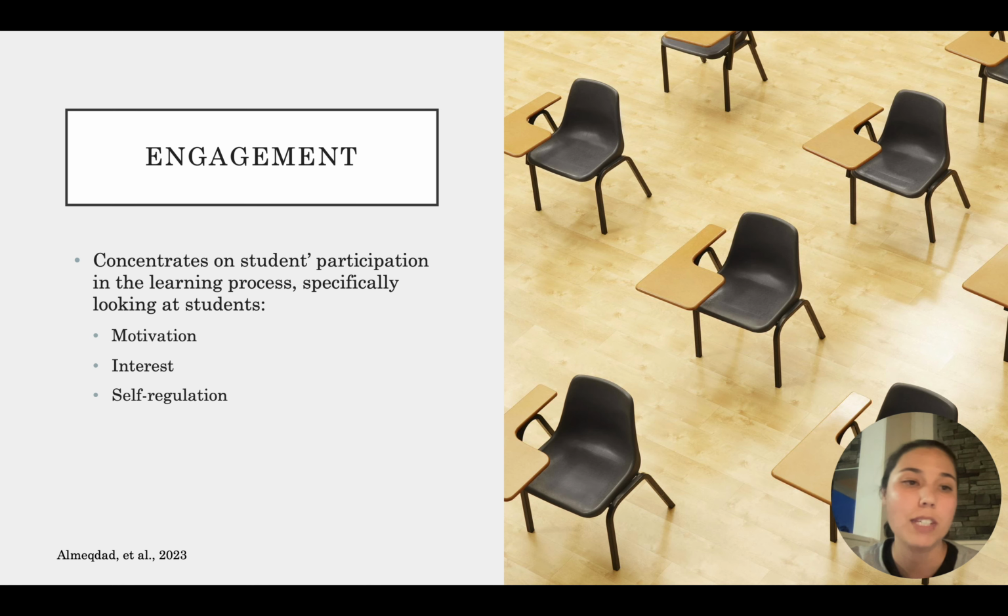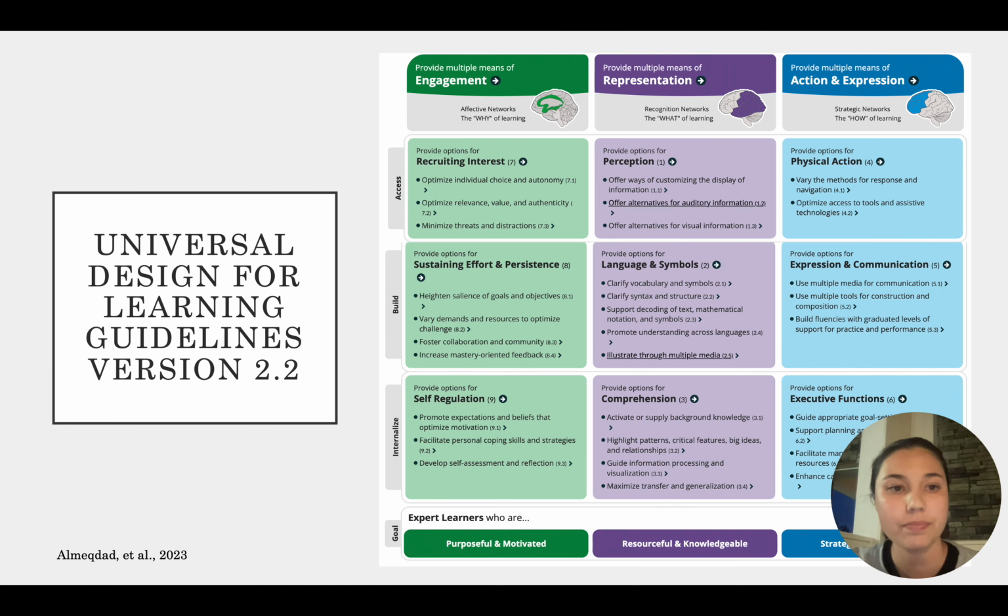Looking at engagement, so this concentrates on the student's participation in the learning process. So you're looking at what motivates students, what interests students, and then self-regulation within the classroom. So making sure we are finding ways to teach to help motivate, create interest and self-regulation within those students.